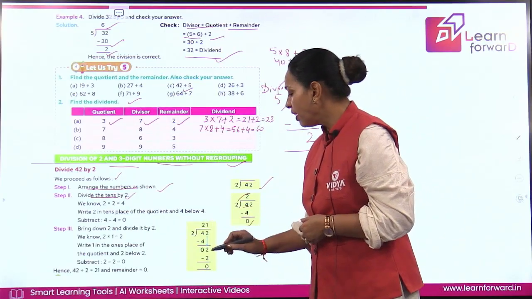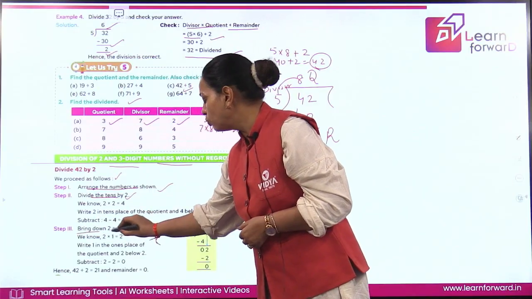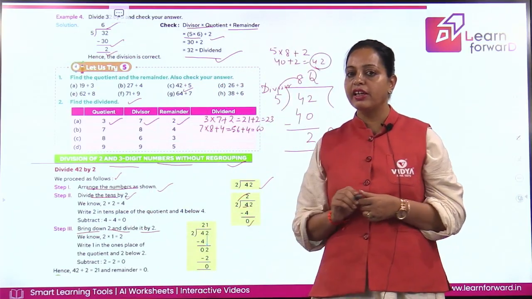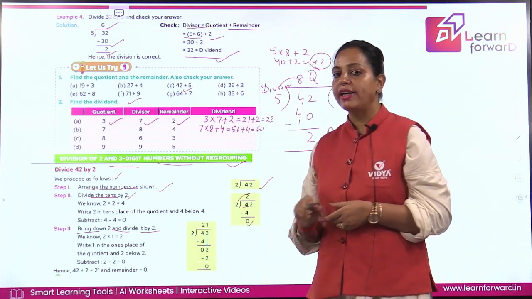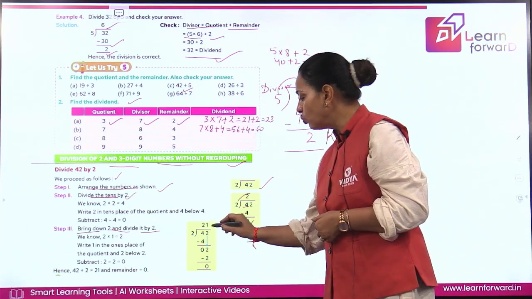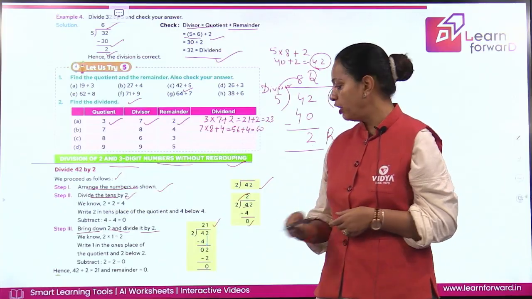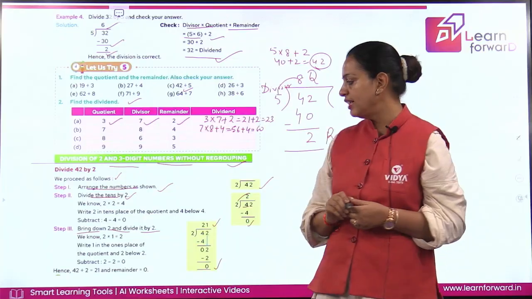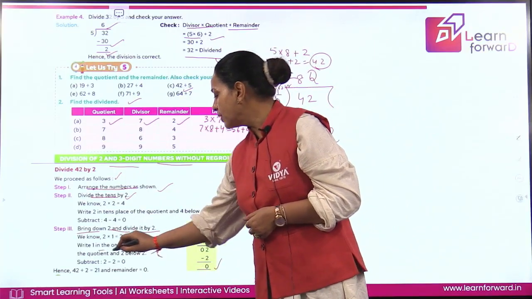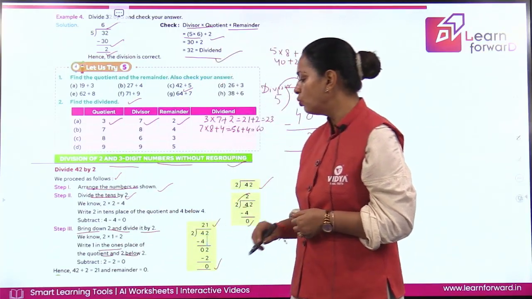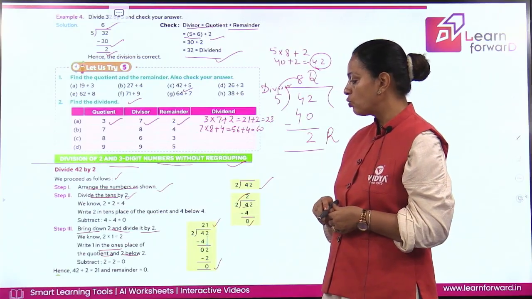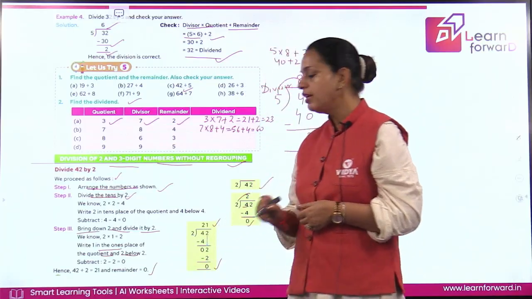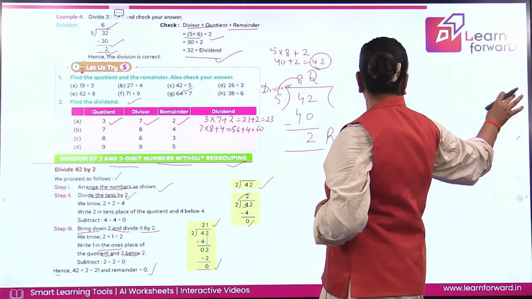Now अब हम क्या करेंगे? Step 3, bring down 2 and divide it by 2. अब जो नेक्स्ट नंबर है उसको हम नीचे लेके आएंगे 2. इसको अब अगेन हम डिवाइड कर सकते हैं 2 से. 2 1s are 2. सो 1 हम लिख देंगे क्वेश्चन के वंस पर और यहाँ पर 2 minus 2, that is 0. Okay, so write 1 in the ones place of the quotient and 2 below 2. Subtract 2 minus 2 equals 0. So remainder is 0 and quotient is 21. I hope this is clear to you.